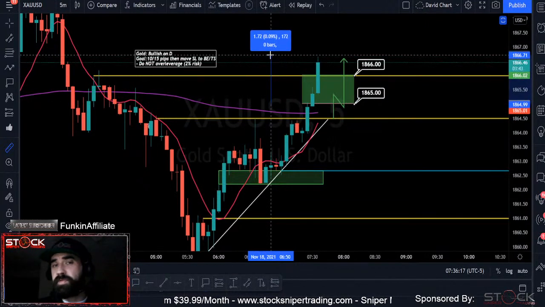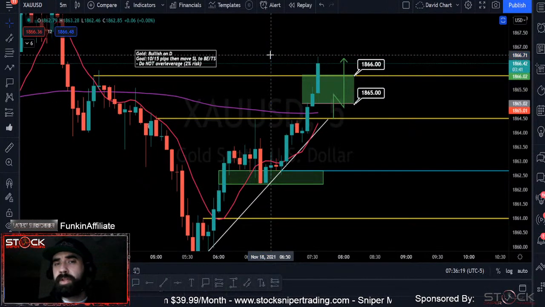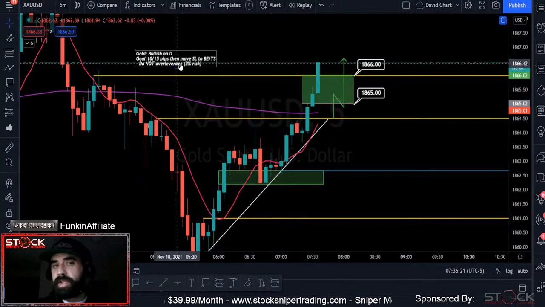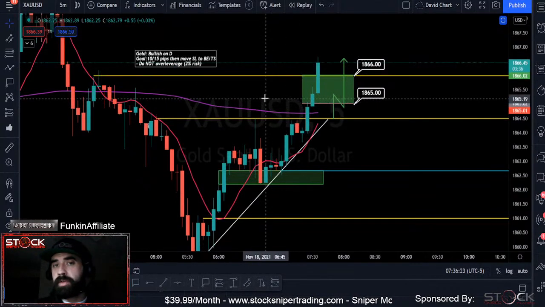Trade is running almost 15 pips now. Okay. So make sure you're securing some partials on this, moving your stop loss to break even.